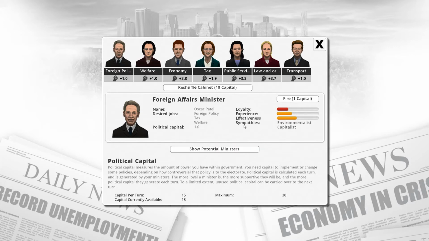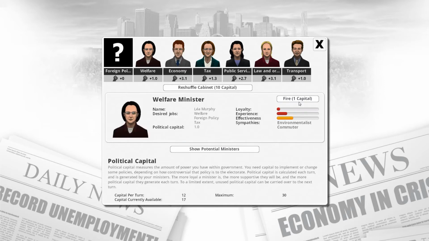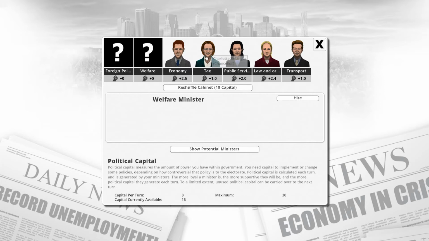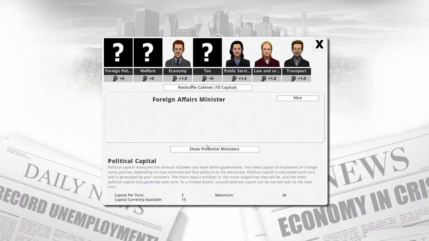So let's fire anybody who doesn't agree with us. Our foreign affairs minister is only giving us 1. Well, it only costs 1 to fire you. Our welfare minister only costs 1 to fire you. You can see they don't like it when the other cabinet members get fired. I maybe should have just reshuffled entirely, but so let's look at which category? Foreign policy.